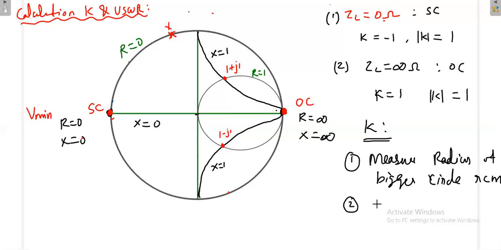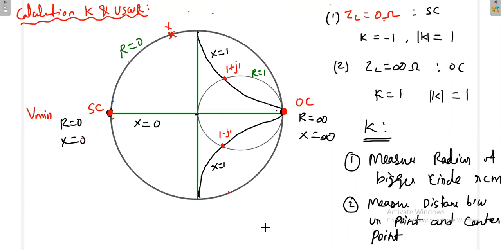Now you measure the distance between the center point and your point, whether it is a short circuit or an open circuit. Measure the distance between your point and the center point. Now, what is the reflection coefficient they are telling?